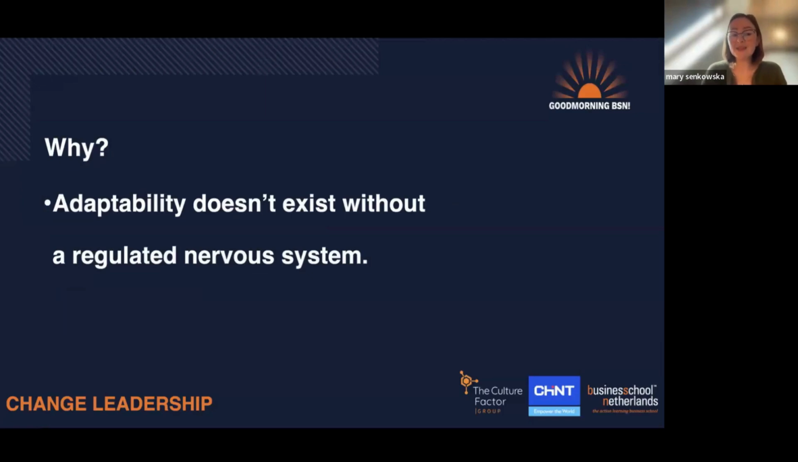So it's extremely important for us to understand and reframe how we're looking at adaptability. Adaptability doesn't exist without a regulated nervous system. So if we want to start building adaptability, it actually means first examining what is happening with your nervous system, and only then we can start looking at the other two traps, which are developed by awareness in leadership, to actually make ourselves a lot more adaptable and future ready.